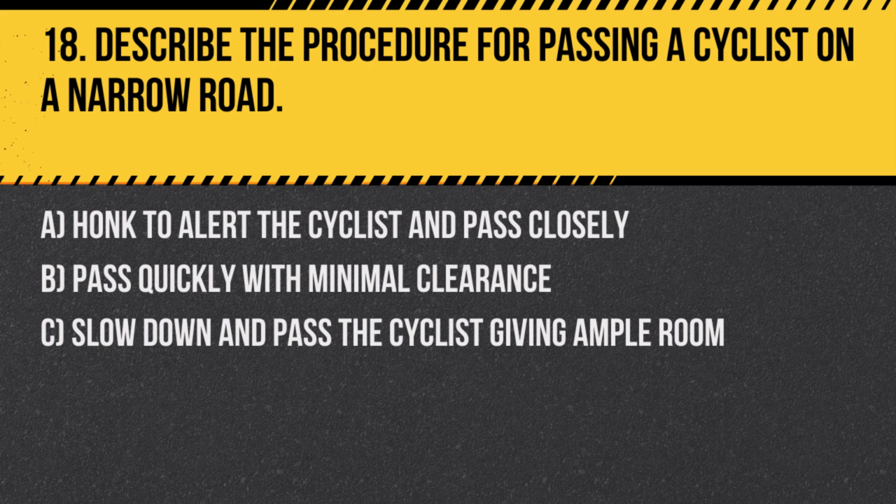Question 18. Describe the procedure for passing a cyclist on a narrow road. A. Honk to alert the cyclist and pass closely. B. Pass quickly with minimal clearance. C. Slow down and pass the cyclist, giving ample room. Answer: C. Slow down and pass the cyclist, giving ample room. When passing a cyclist on a narrow road, it's important to slow down and give them as much room as possible to ensure their safety.